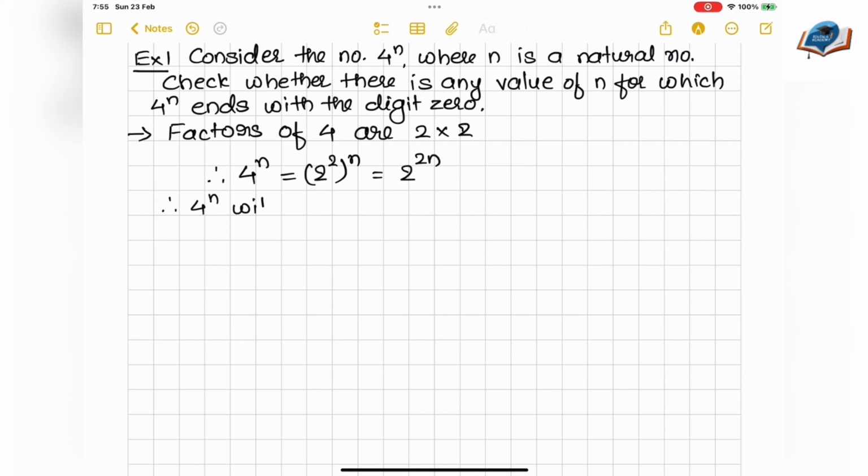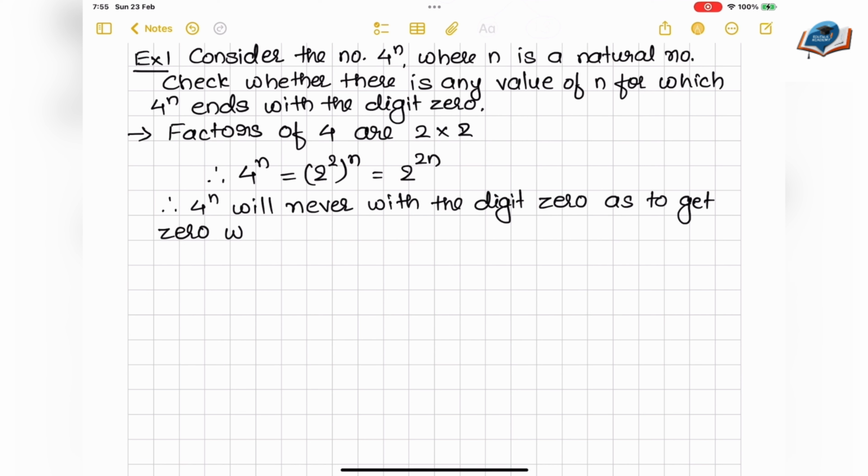Therefore 4 raised to n will never end with the digit 0, as to get 0 we need 2 and 5 in the factors of the number.